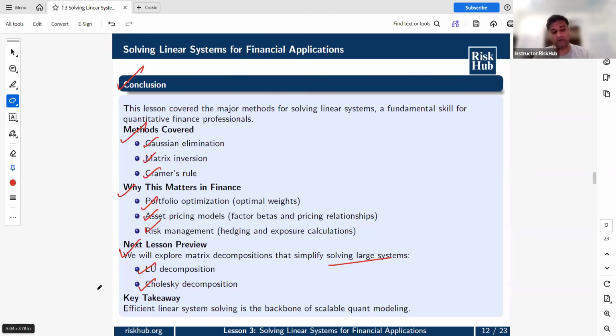And why is Gaussian so important? Because covariance matrices are symmetric, positive semi-definite, and this allows us to decompose the covariance matrix in this form, right? The decomposition powers your Monte Carlo simulation, your correlated random variables, your portfolio systems, your risk engines. And again, this is huge in quant finance, right? The key idea is that efficient linear system solving is the backbone of scalable quant modeling. And that is absolutely true, because a quant without linear algebra is like a pilot without a navigation system. We need to understand that very, very clearly.